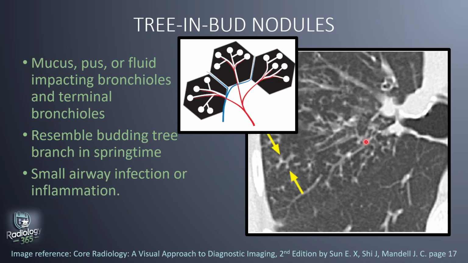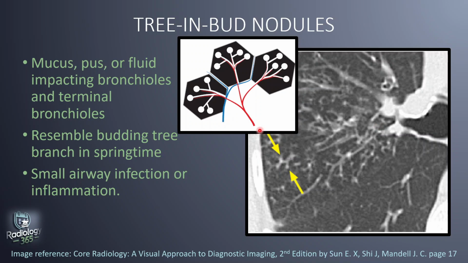Then there is the tree-in-bud distribution of nodules, where you have endobronchial spread of disease. So we may have mucus, pus, or fluid, apart from affecting the alveoli, spreading into the bronchioles and the terminal bronchioles, giving it a budding tree branch appearance. And it's usually as a result of small airway infections or inflammation. Differentials include endobronchial spread of TB, viral pneumonia, aspiration pneumonia. Rarely lymphangitic carcinomatosis may also look like this.